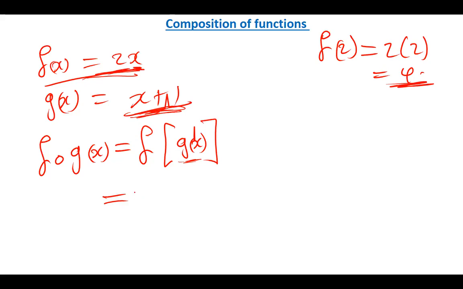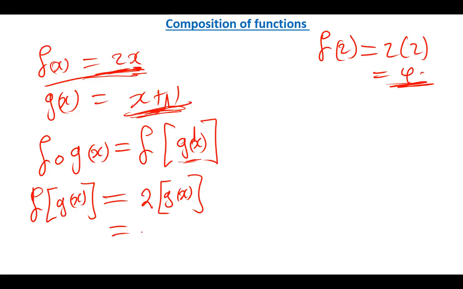So this is just the same as saying f of g of x. In f, where there's x, we put g of x. So I'm going to say 2 times g of x. What is my g of x? My g of x is simply x plus 1. So I'm going to put x plus 1 there. When you simplify that, you get 2x plus 2 as the answer.